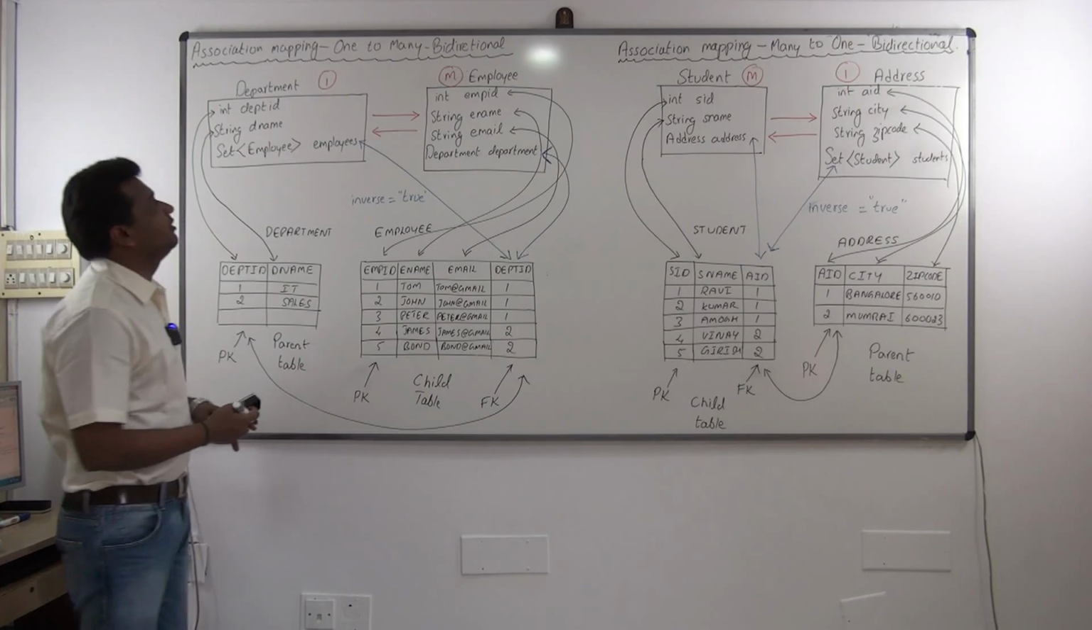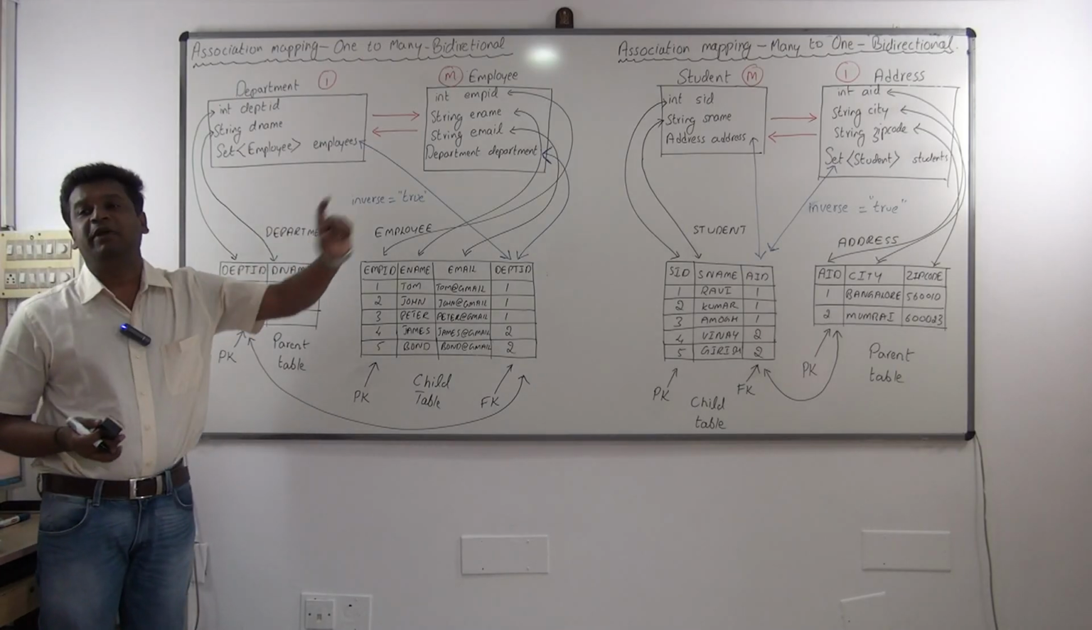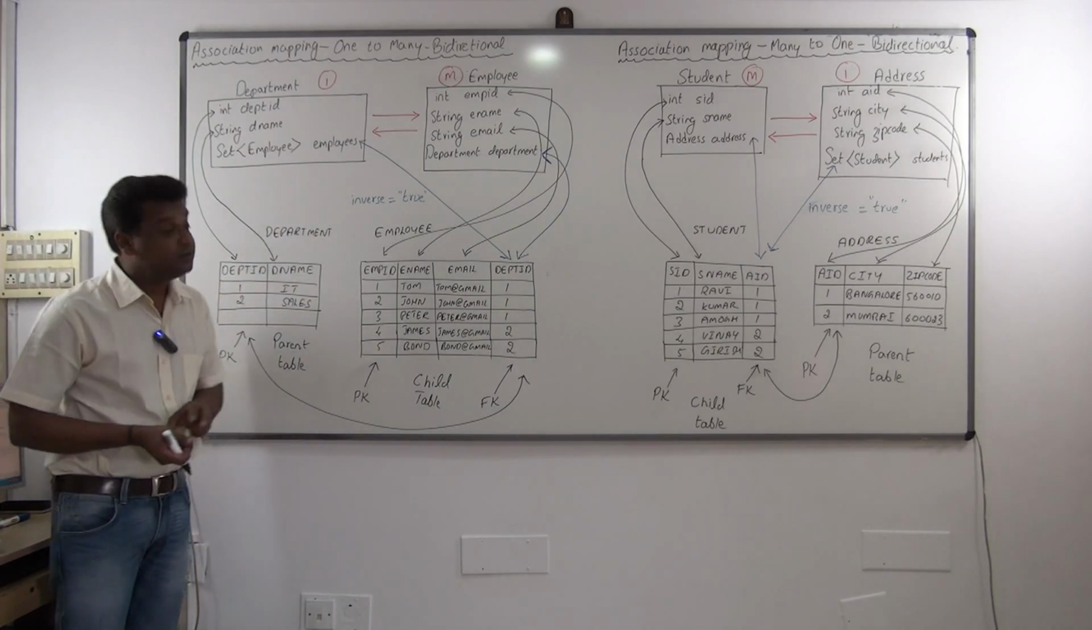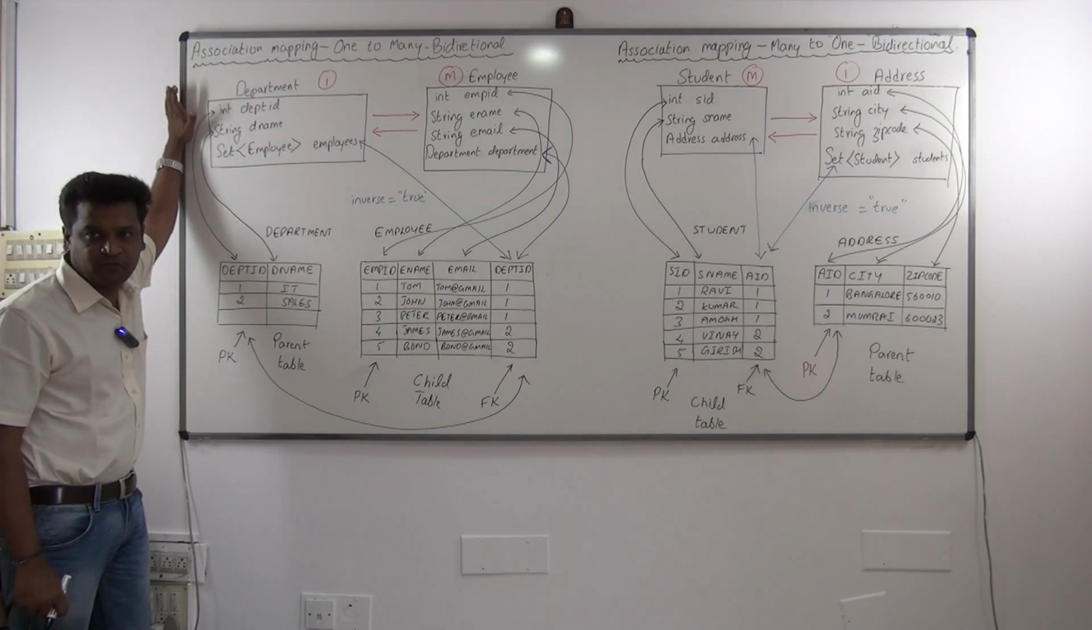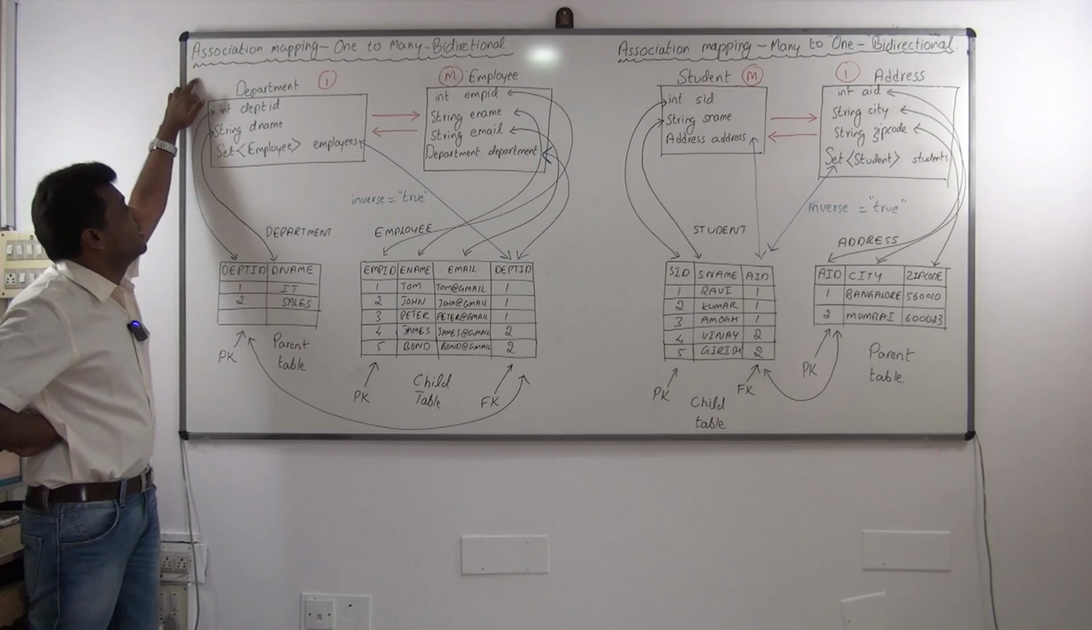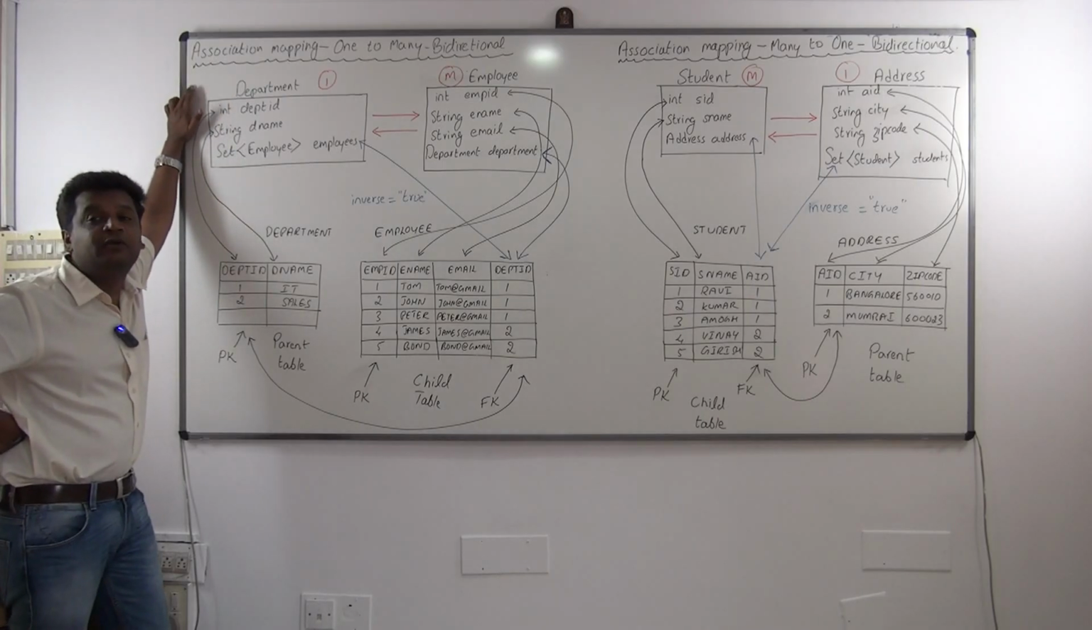So the two concepts we'll be covering are one-to-many bidirectional and many-to-one bidirectional. We'll start first with association mapping, one-to-many bidirectional. So first, the word association mapping. When do you do association mapping? When there is a has-a relationship.